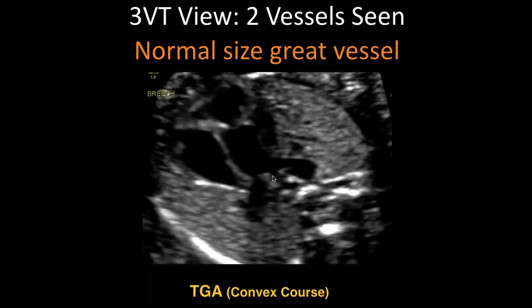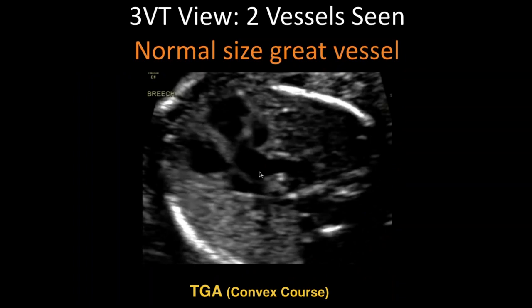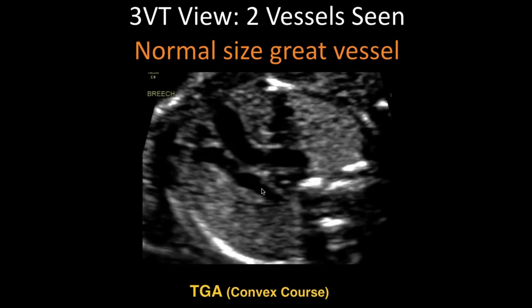And here's another case right here. If I go up and down, you see the one vessel, and then I'm going inferior to show you the divisions of the pulmonary artery right inferior to that vessel.